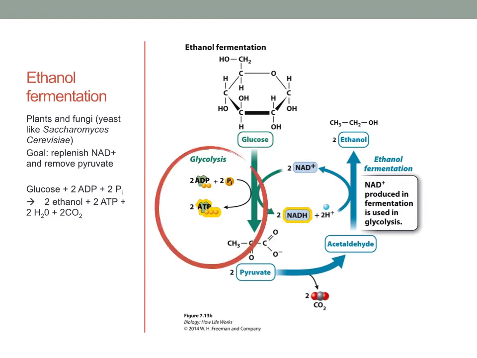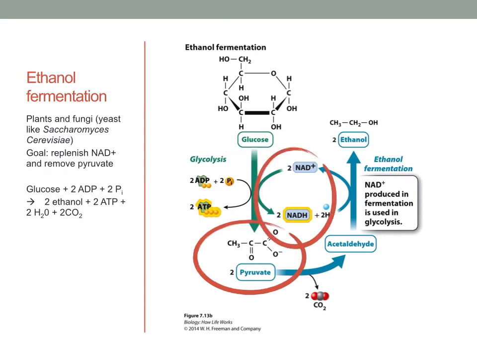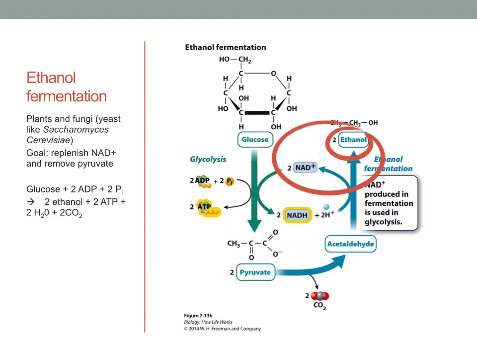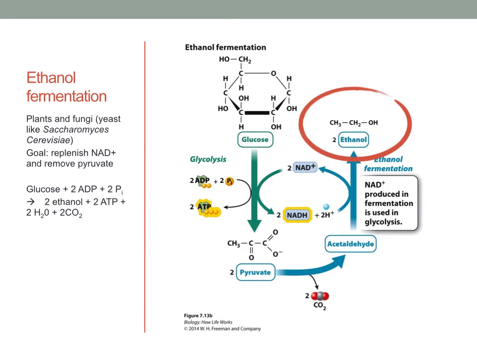Two ATP molecules will be produced from glycolysis, but pyruvate will in fact get the H plus from the NADH in order to reform the NAD plus by combining into ethanol after one CO2 molecule has been lost. So this is the ethanol fermentation, or the production of alcohol.